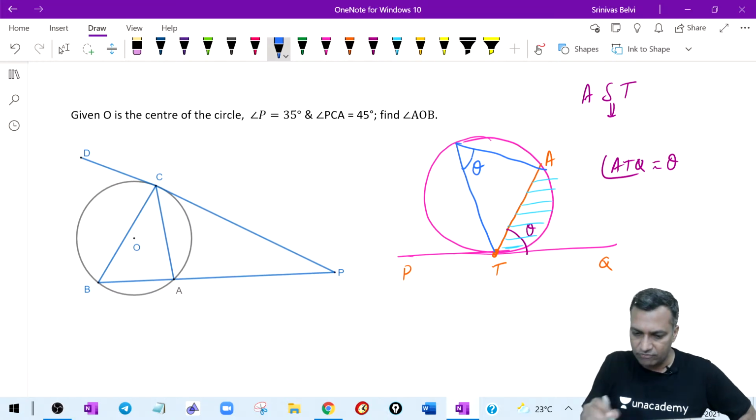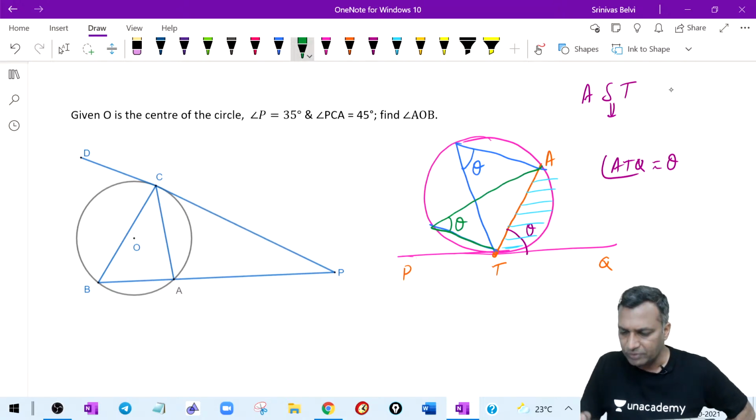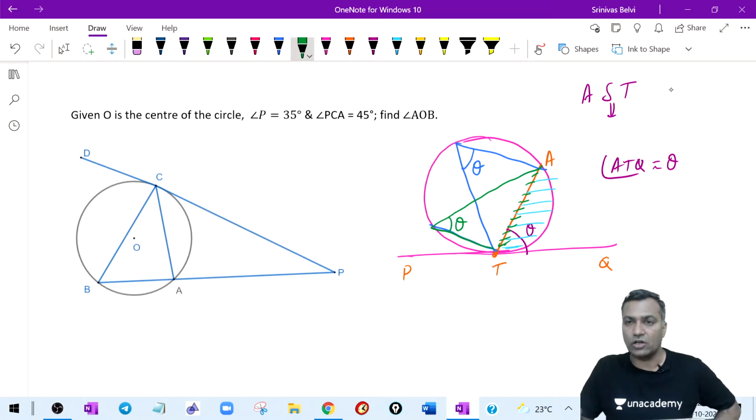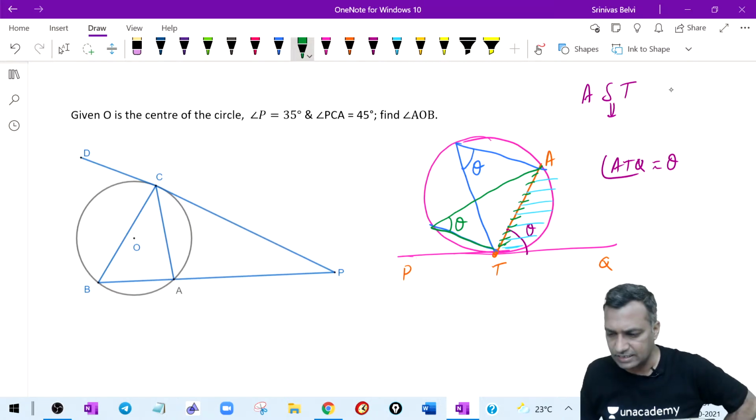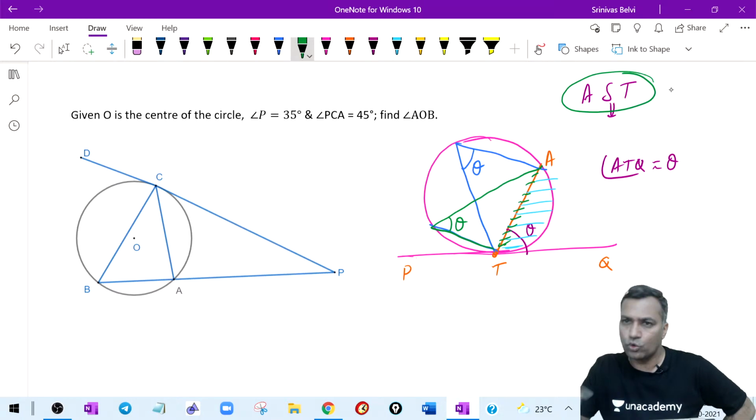You may say, sir, what if I give another inclination here? I will draw like this, and that also will be theta. These are all inscribed angles on the chord AT, so they are all theta. Therefore, I am talking about only one theorem here, the alternate segment theorem, which we were questioning in this question.